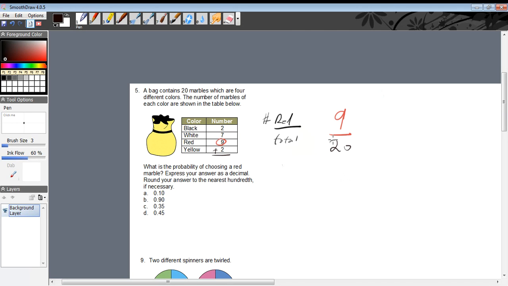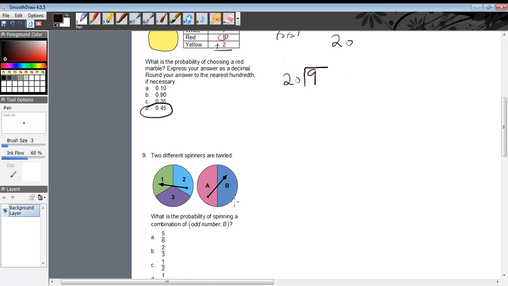Now when I turn this into a decimal, it's going to be top in, bottom out. What I mean is the numerator is going to be in the division, this little house, and 20 goes into 9, and it's going to be 0.45. I want to keep this video a little bit short.